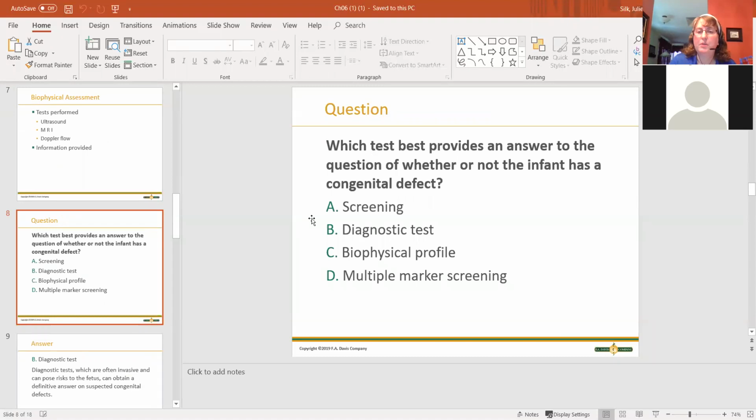Okay, which test best provides an answer to the question of whether or not the infant has a congenital defect? So remember, we talked about screening and diagnostic. So screening is not the best. Diagnostic would tell you a yes or no, right? So diagnostic would be our answer here.